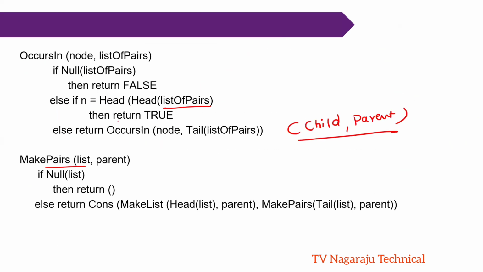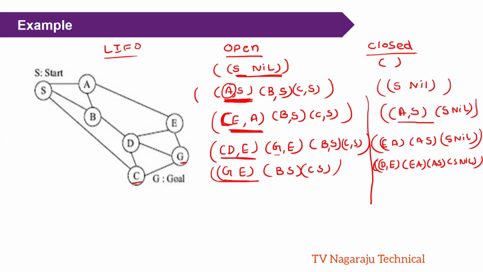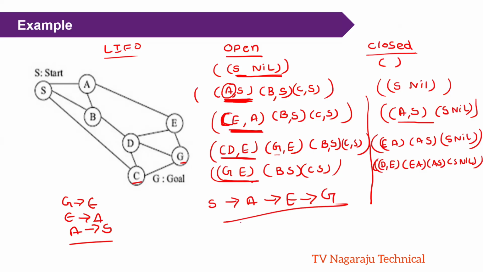So, what is the reconstruct path? Reconstruct path means you backtrack from the goal state to the starting state. So now G to E. Now from where does E appear? E appeared from A, A is from S. Now you got it. This is the path reconstruction. Finally, what is the answer? S to A to E, E to G. This is the final path of the DFS algorithm.